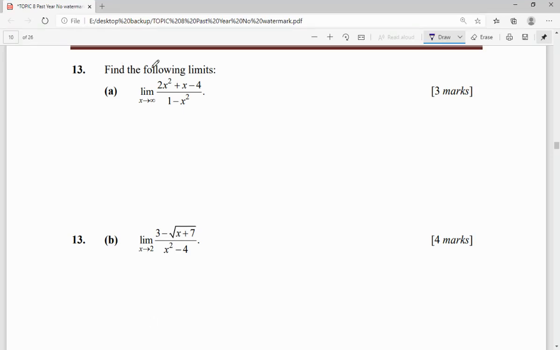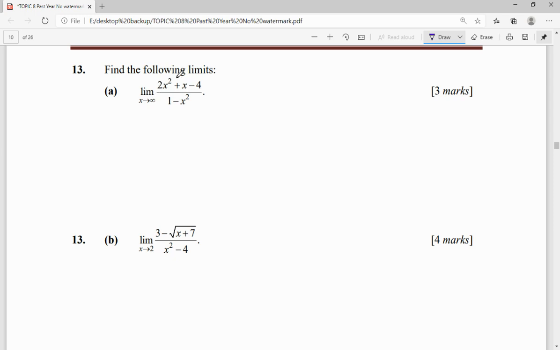For question 13, we are going to find the following limits. So for question A, limit when x approaches infinity for these polynomial functions. When we substitute our infinity here, we will notice that we get infinity. Here also infinity plus infinity, we get infinity over infinity. So it will be our IDF form for limit at infinity.